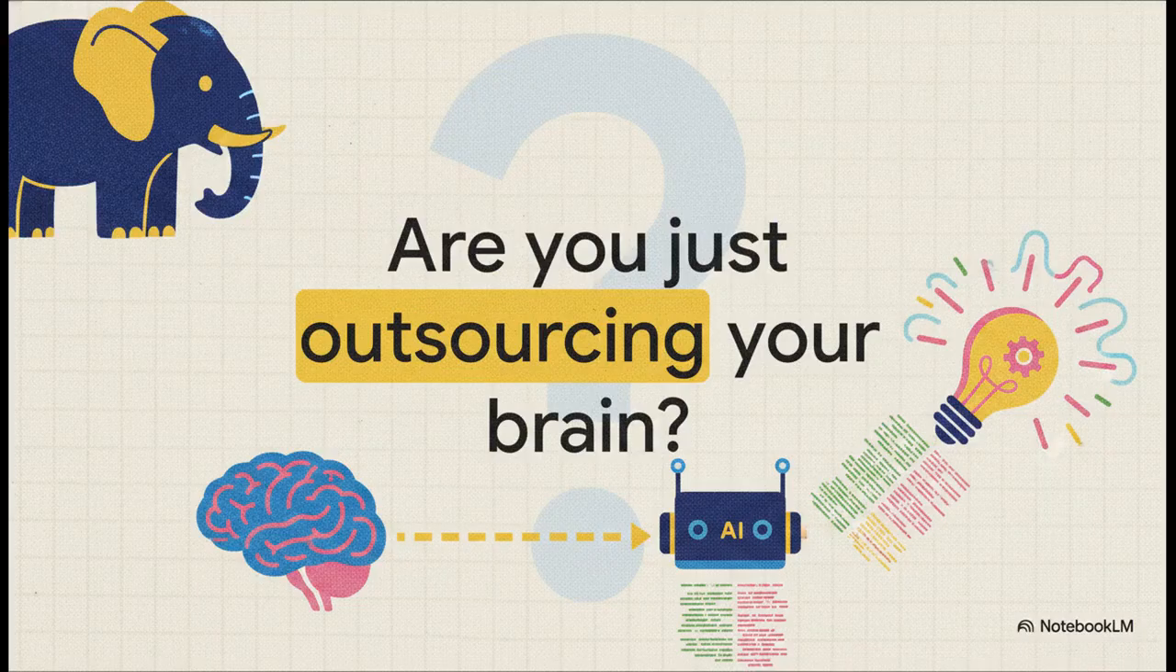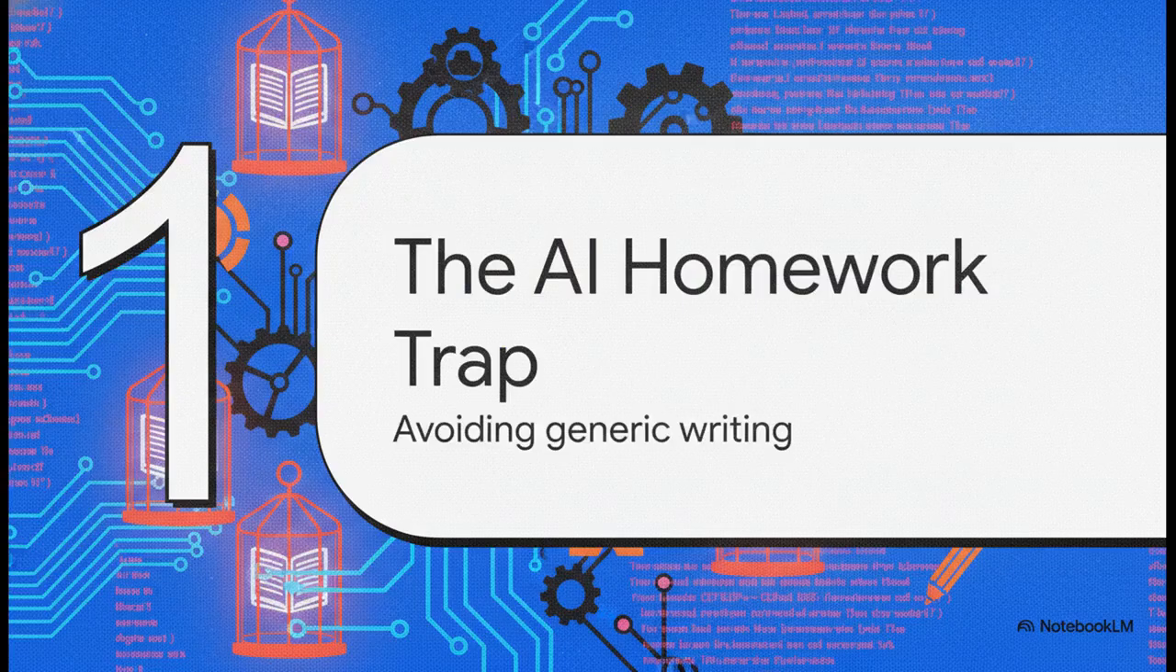But before we get into the mechanics of all that, we have to address the elephant in the room. Are you just outsourcing your brain? Seriously, when you get an assignment, are you falling into the temptation of just pasting the prompt in, hitting enter, and copying the output? Because if you are, you're not innovating. You are quite literally outsourcing your brain and giving away your critical thinking skills. Which brings us right into Section 1, the AI homework trap, and how avoiding it is the only way to stop producing generic, robotic writing.